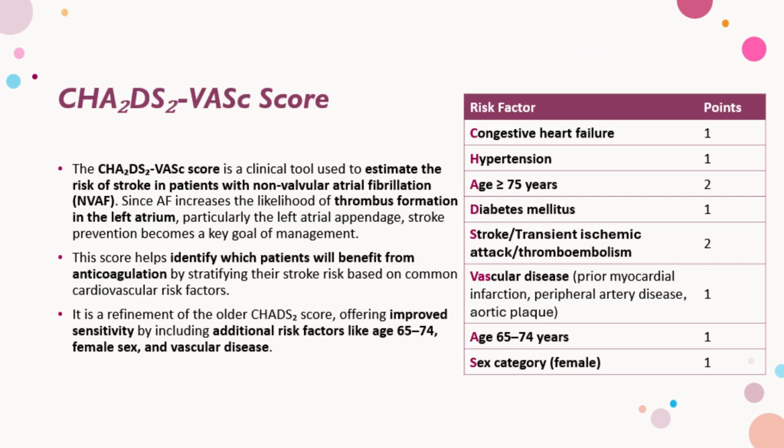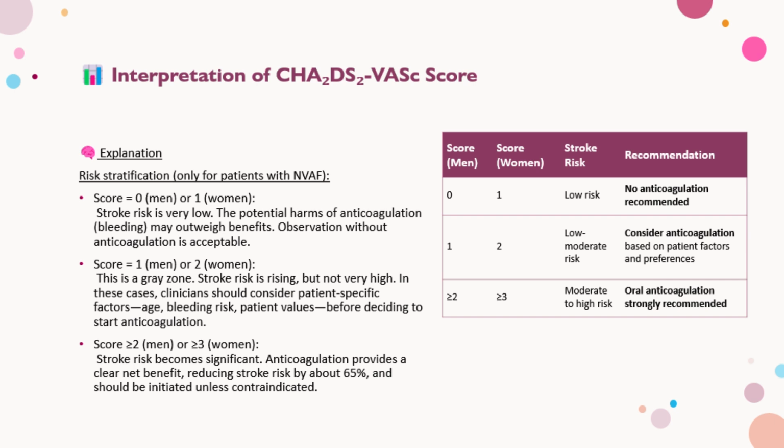Before initiating anticoagulation, it is essential to quantify a patient's stroke risk using the CHA₂DS₂-VASc scoring system. Each component represents a clinical risk factor. Congestive heart failure, hypertension, age equal or greater than 75 years, diabetes, prior stroke or TIA, vascular disease, age 65 to 74, and sex category, female. A score of 2 or more in men, or 3 or more in women, strongly supports the need for anticoagulation. Patients with intermediate scores may require individualized assessment considering both bleeding risk and patient preferences.